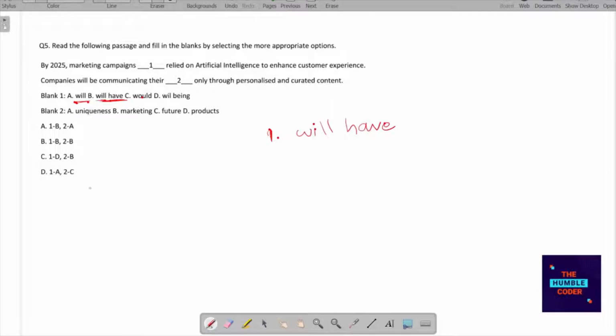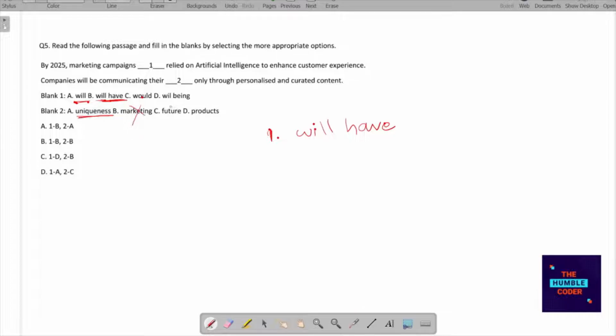Then moving ahead with the next sentence, companies will be communicating their dash only through personalized and curated content. Company will be communicating their uniqueness only through personalized and curated content. So uniqueness can be an option over here. Let's read the further ones. Companies will be communicating their marketing only through personalized and curated content. So marketing cannot be an option.